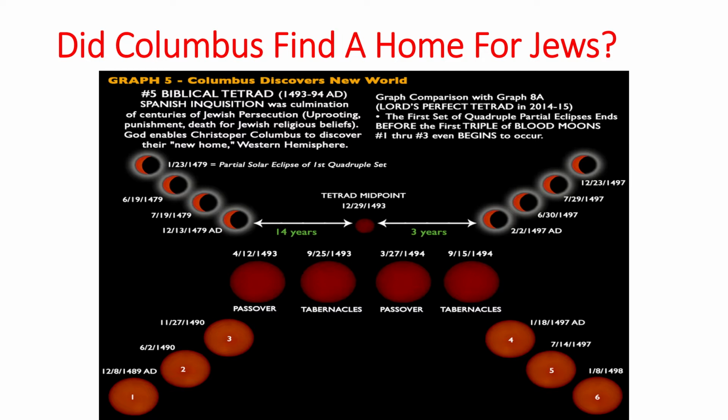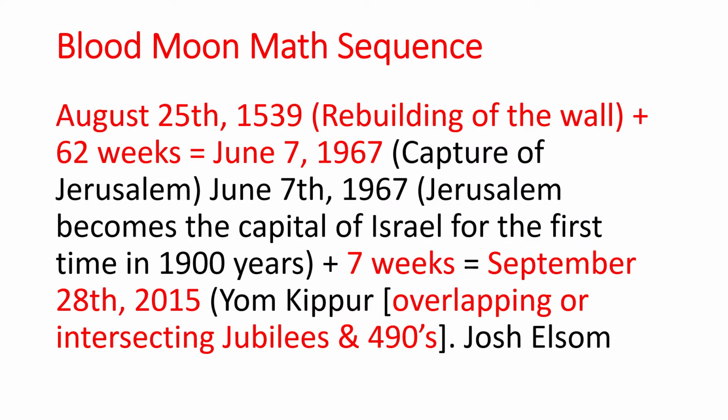Very interesting. But this is still an interesting setup to all of this, as things were going on through the Reformation. And so Columbus was finding a home for the Jews. The blood moon math sequence, August 25th, and this is from Josh Elsom, he's a buddy of mine. August 25th, 1539, the rebuilding of the wall, plus 62 weeks equals June 7th of '67.